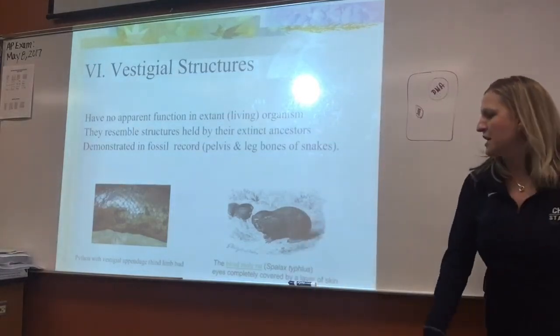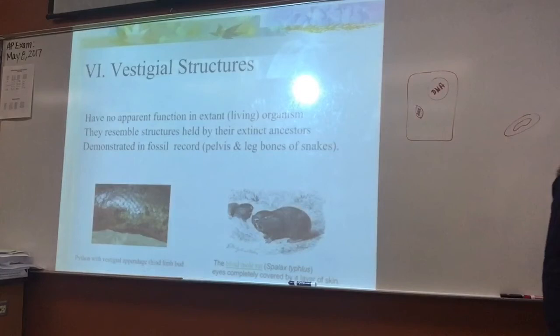This picture here shows the blind mole rat. This organism has eyes and eyeballs, but they actually have skin covering over their eyeballs. So therefore they don't use their eyeballs to see, all right, but they have eyeballs, all right? So can somebody tell me how that would come about?